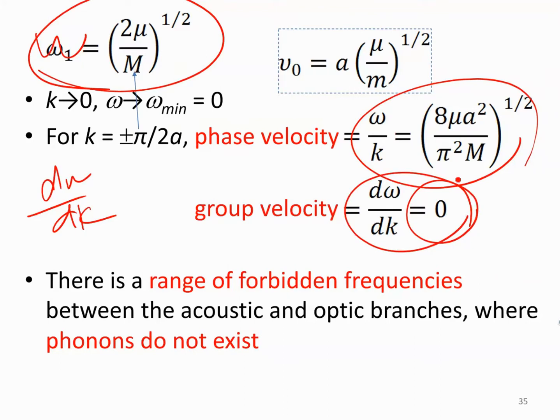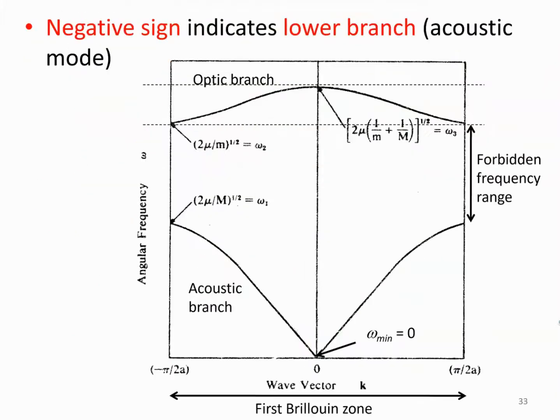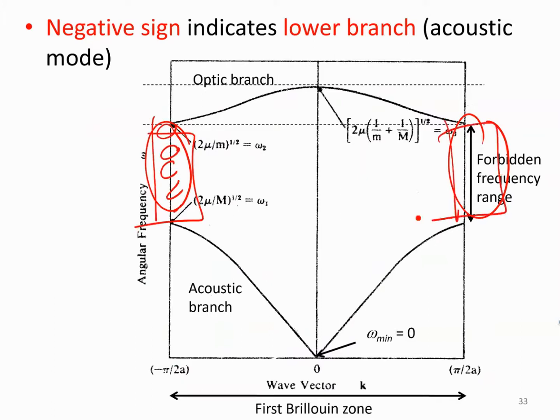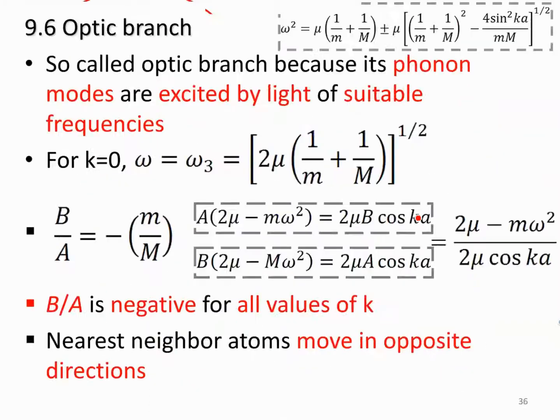Then there is a range of forbidden frequencies between the acoustic and optic branches where phonons do not exist. So you can see that in these two regions, no omega will exist there. No omega can occupy there, which means it's a forbidden region. Okay, it's similar to the energy band gap. We have an energy gap where no electron can occupy that space. From here also the same, no phonon can occupy this region, because you see that there's a gap there.